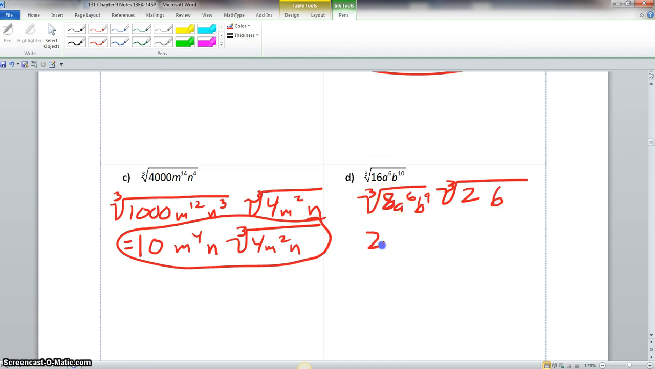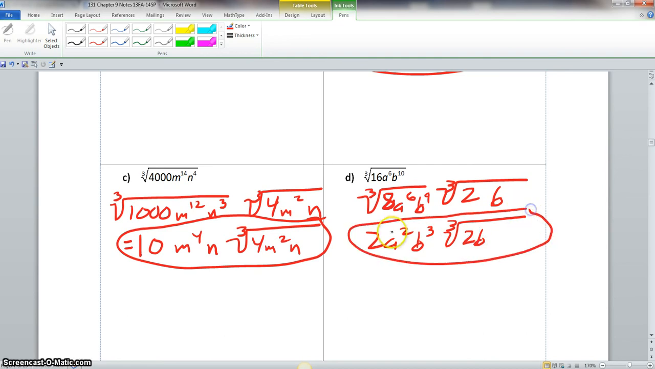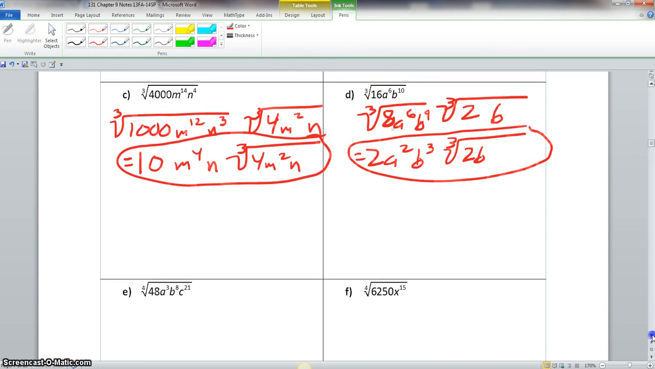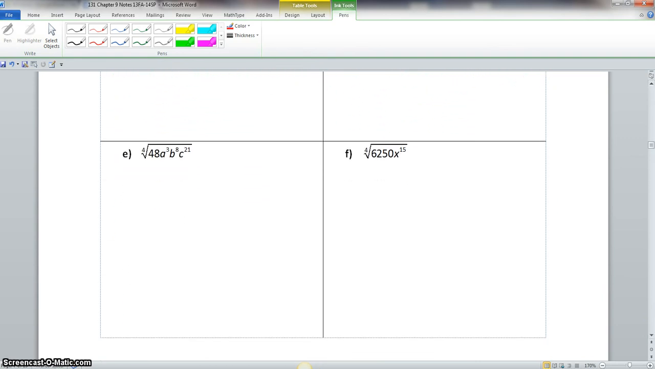Cube root of 8 is 2. Cube root of a to the 6 is a squared. Cube root of b to the 9th is b cubed. And we'll be left with the cube root of 2b. And this is our final answer. Now, we scroll down to E and F.